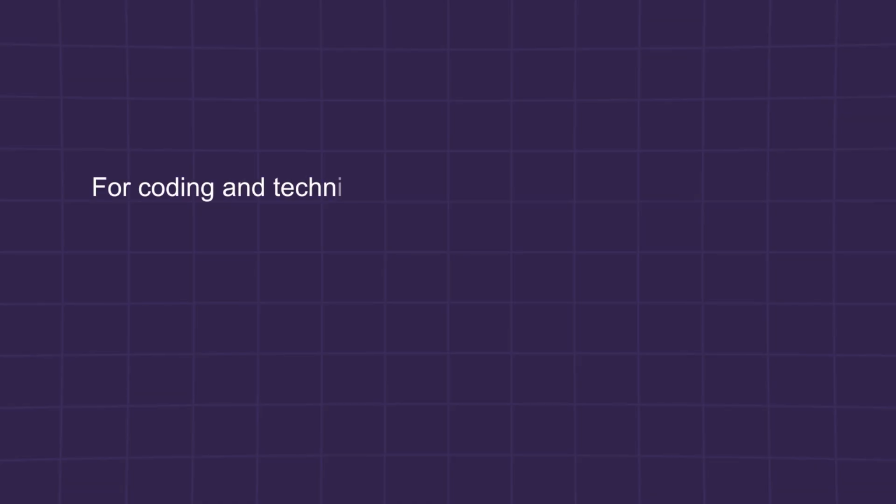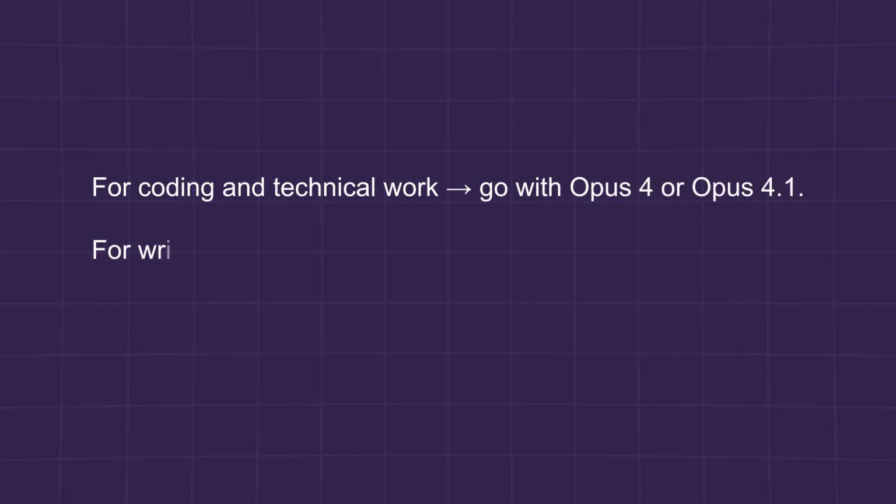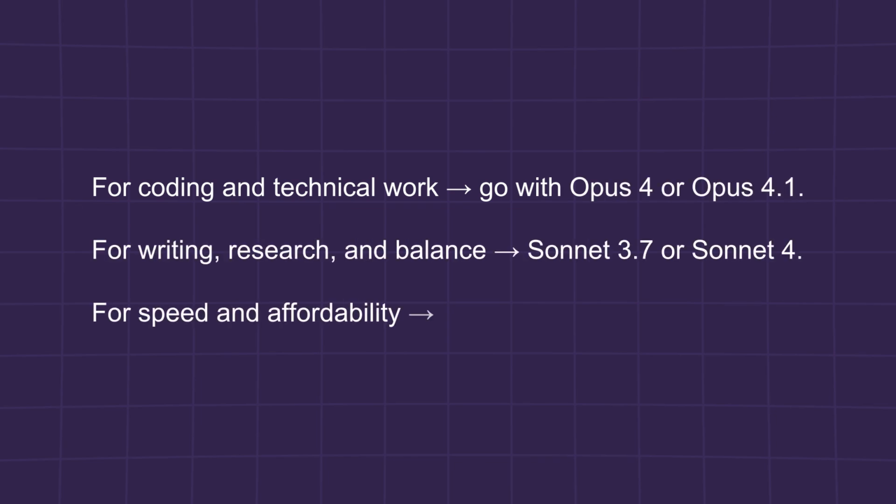For coding and technical work, go with Opus 4 or Opus 4.1. For writing, research, and balance, Sonnet 3.7 or Sonnet 4. For speed and affordability, Haiku is your best friend. Claude may not be as flashy as some other AIs, but when it comes to reasoning, long context windows, and safety, it's one of the most powerful tools you can use today.